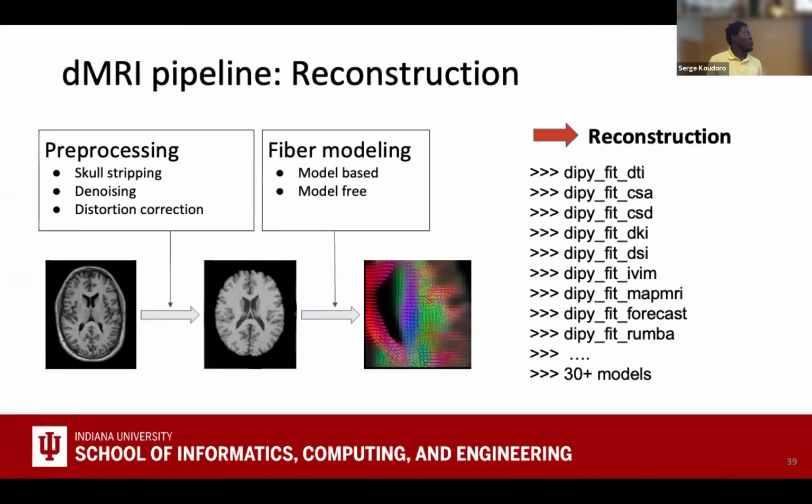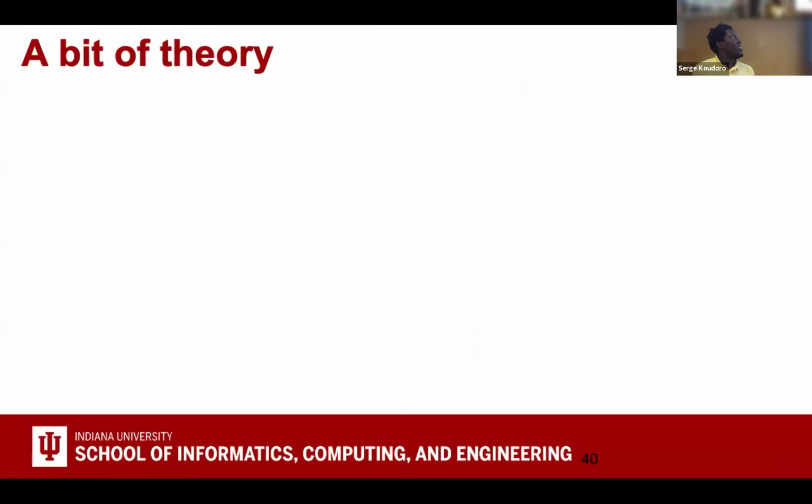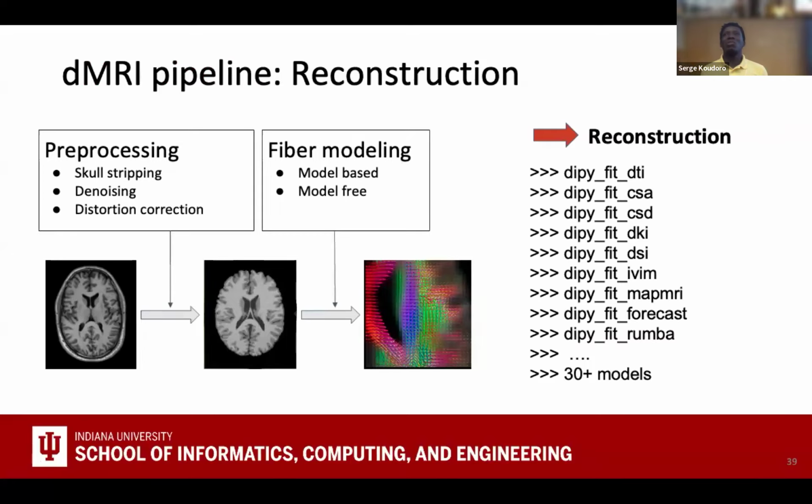In DIPY, we have more than 30 models to model your brain. As you can see, you have the classical one, DTI, then CSA that came after, then CSD, then DKI, etc. There is a very long list of models implemented. Usually the big question is how to pick one. Which one should I pick?